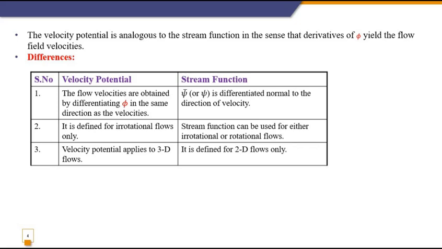What is the second difference that we have? The velocity potential is defined only for irrotational flows. But in case of stream function, we can define it for both irrotational as well as rotational flows. The third difference is that velocity potential applies to three-dimensional flows, whereas stream function, I can use it only for two-dimensional flows.